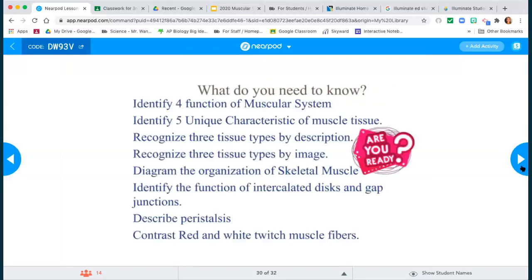Okay. So a lot of that was review, hopefully just reiterating and pointing out some specific things that I want you to know. You should be able to identify the 4 functions. You can come back to this slide, test yourself, identify 5 unique characteristics, recognize the 3 types of tissue, both by picture and image, diagram the organization, and by that I mean the muscle, fascicle, fiber, fibril, filament, okay? Identify the functions of the intercalated disc and gap junctions, which were specific to cardiac, peristalsis, which was specific to smooth, and then contrast the red and white twitch, which had to do with skeletal.